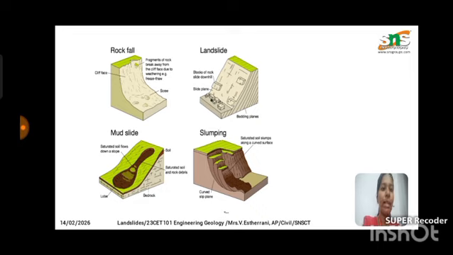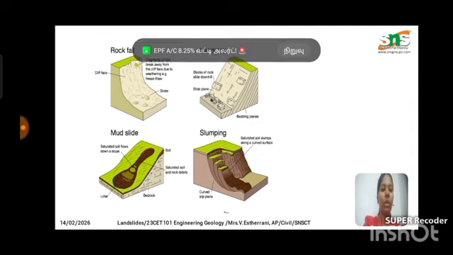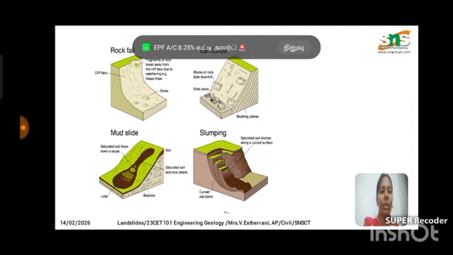Next one is landslide. A landslide is nothing but a block of rock that is sliding from the top layer to the bottom layer. Next one is mudslide. Mudslide is nothing but the movement of the soil surface from the upward to the downward. Next one is slumping. Slumping is nothing but saturated soil slumping along a curved plane area.